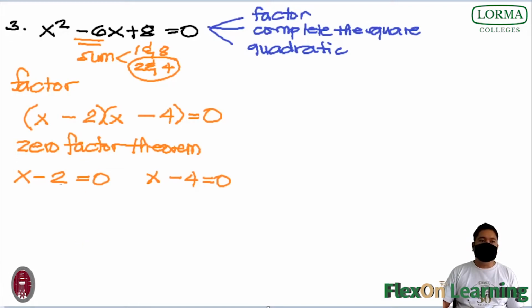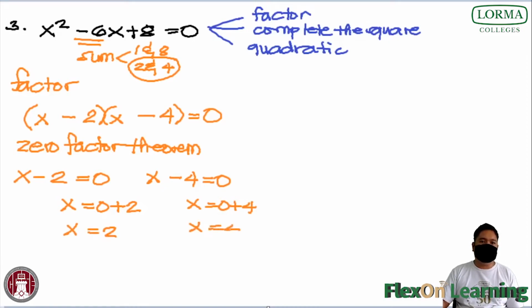We learned earlier that we can transpose, so this would be x equals 0 plus 2, and this would be x equals 0 plus 4. X would be 2, and x would be 4. Let's compare that later when we successfully get the squares. Okay, let's see. We'll try completing the square.